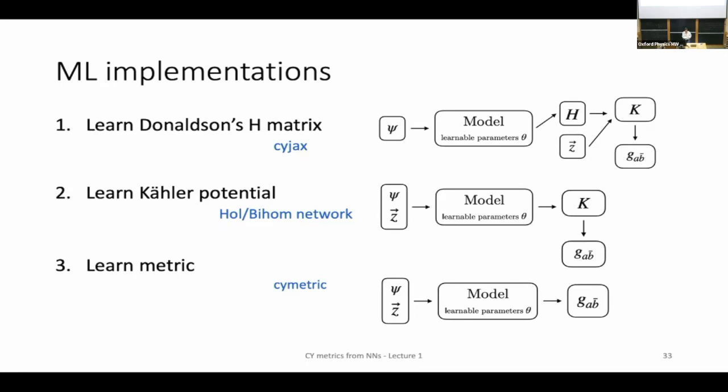The motivation for using that is something that we can discuss. Then there's the package by Yidi and Mike, where they learn the Kähler potential directly. And then there is CY metric, where you learn the metric directly. So those are the three packages, and how they differ in their implementation choices.